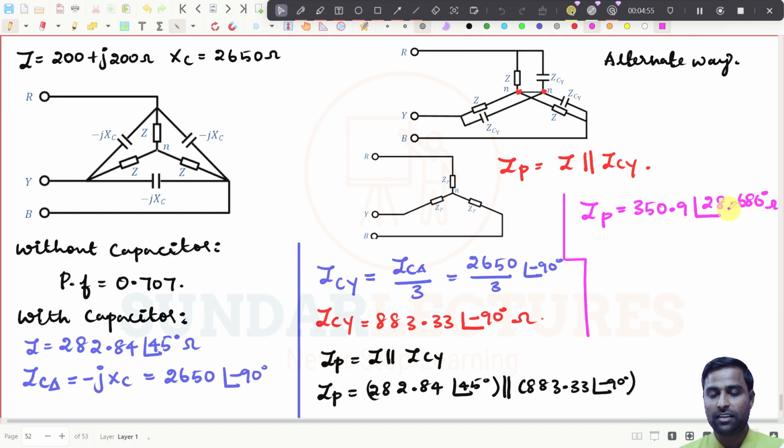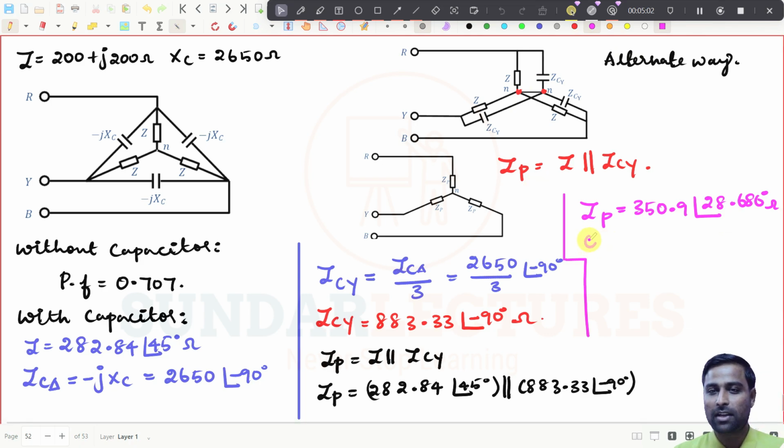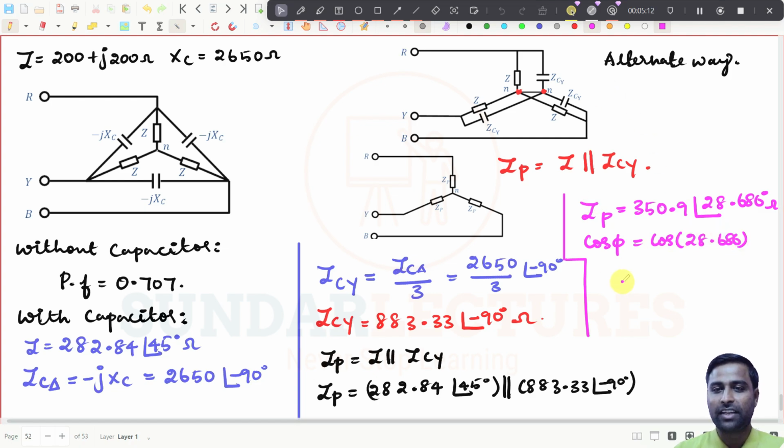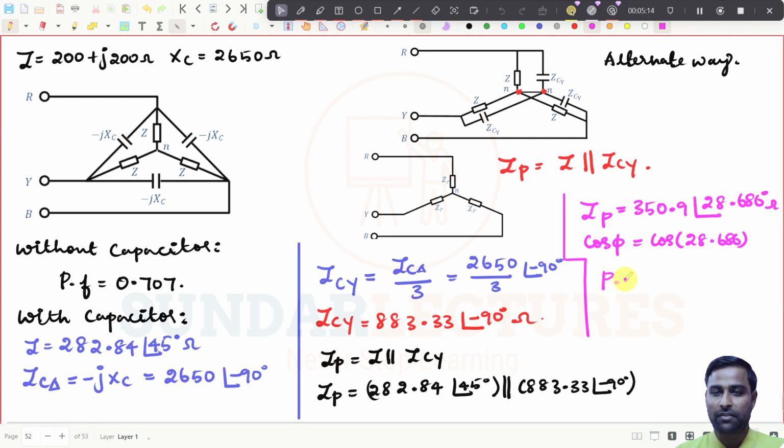See, try to understand whatever angle you are getting here, that will give you the value of cos phi, the power factor, right? So what is now cos phi? It is very simple. Cos of 28.686, and finally I will get the power factor to be 0.877 lagging.